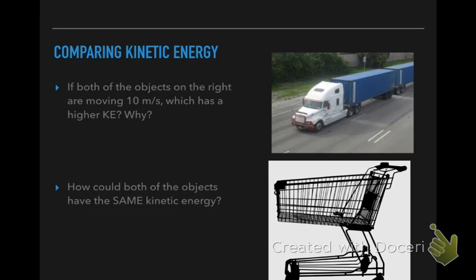So here we're going to look at two objects. If both of the objects on the right are moving at 10 meters per second, which has a higher kinetic energy and why? Of these two objects, the higher kinetic energy is going to be the semi-truck. And this is because the mass is going to be so much greater. So since the mass is bigger, its kinetic energy has to be bigger.